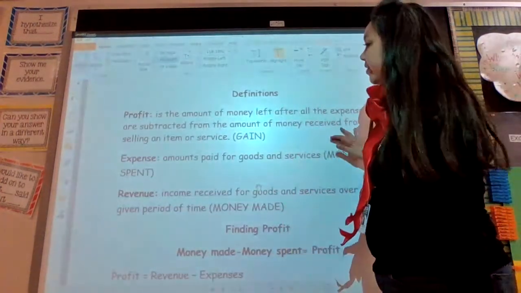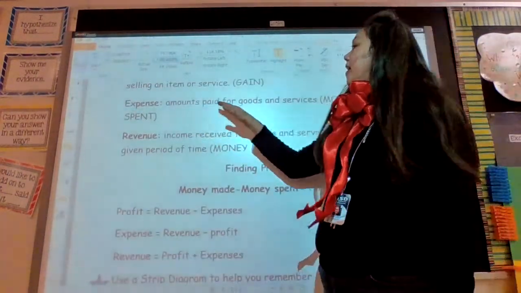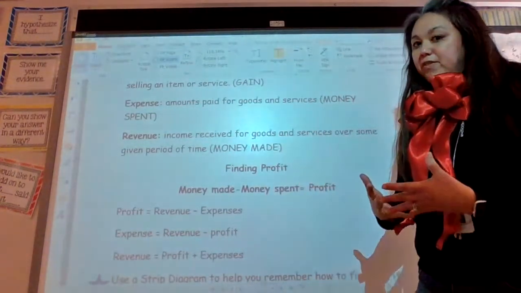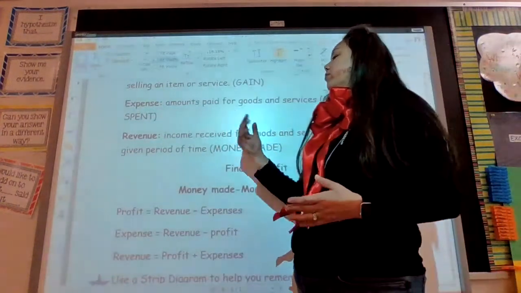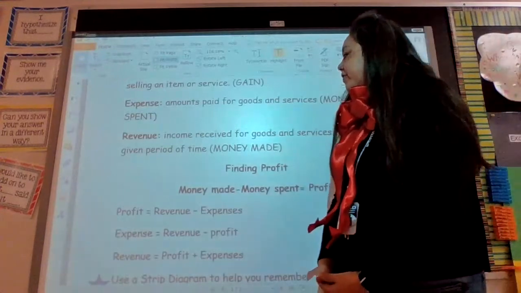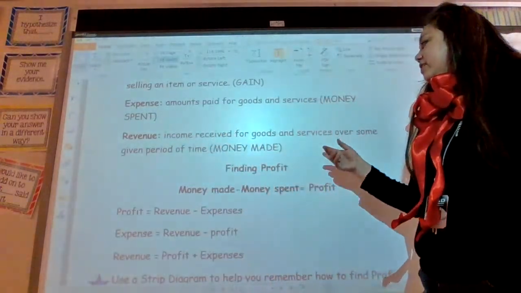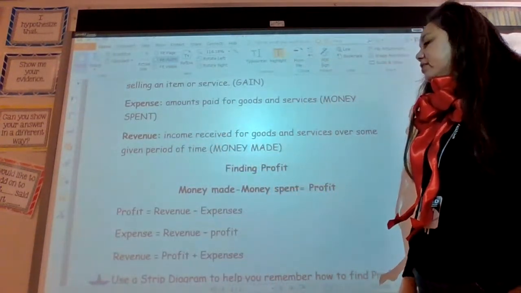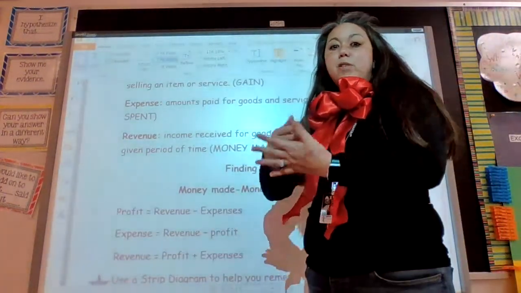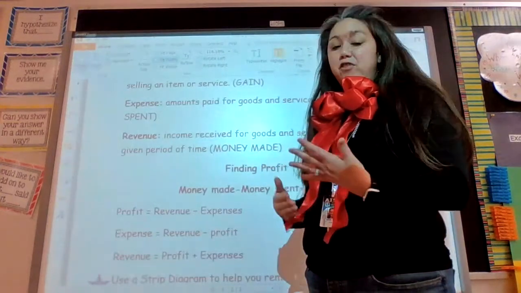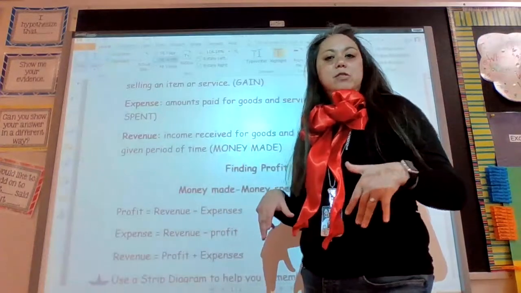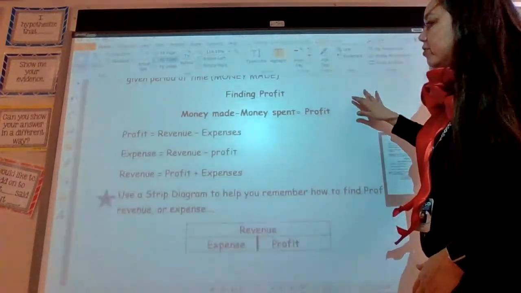So if I pay 50 cents for one pencil and someone gives me $1, my profit is going to be that 50 cents. Expenses are the amounts paid for goods and services. That's your money that you spend. So I had to spend 50 cents to make some money. The other big word is revenue, and we're going to be talking about that a lot. Revenue is the income received for goods and services over some period of time, or the money made. I may sell 5 pencils. Well, the revenue that I made was $5 if I sell each pencil for $1. That's really ridiculously high, but I'm trying to use simple math money here to help us understand.